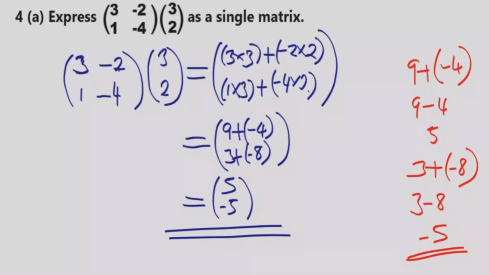So basically, that's how you express two matrices into a single matrix if they are given like that. If you have questions, you can ask in the comment section, but basically that's how you go about this one.